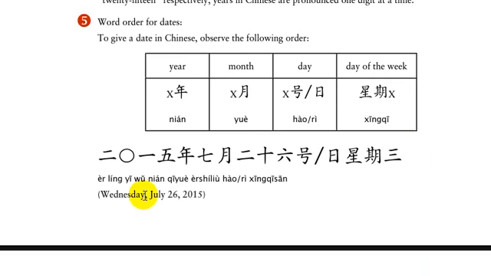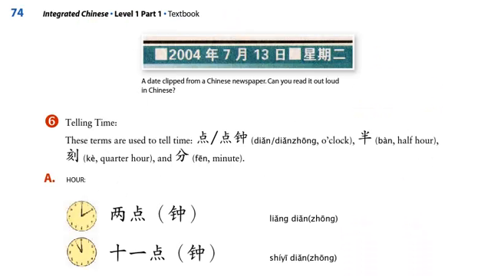Okay, the word order for dates is a bit different than in English. So usually we might say, Wednesday, July 26, 2015. In Chinese, they're going to say the year first. They're going to say 2015年, and then the month, 7月. Then the date, 26号, and then what day of the week, 星期三. So year, month, day, and then the day of the week. And in the spoken Chinese, it's this way as well. So you'll want to memorize that.